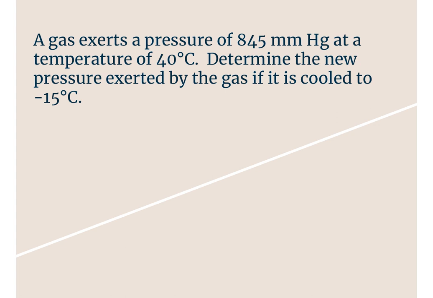So we're going to try one practice problem. These aren't too terribly difficult because Charles' law is essentially the same math, just different variables. Gay-Lussac's law is pressure over temperature. You have your initial and then your final. So we're going to read through the problem and see what we have. We have a gas that's exerting a pressure of 845 millimeters of mercury at a temperature of 40 degrees Celsius. Determine the new pressure if it's cooled to negative 15 degrees Celsius.